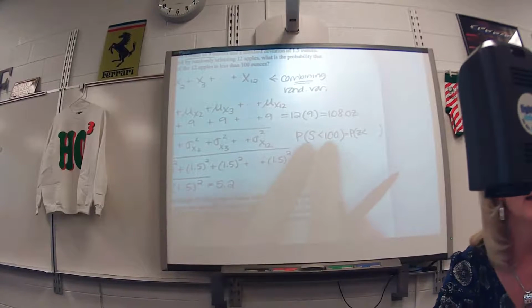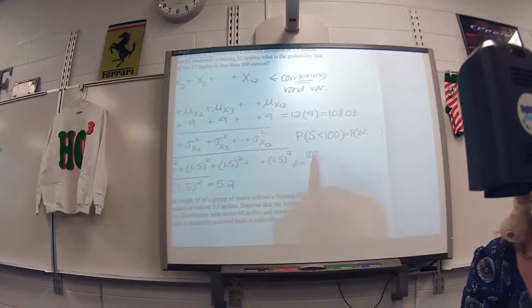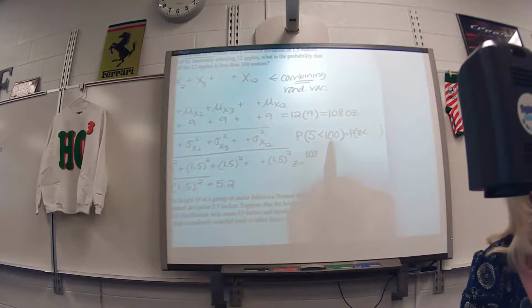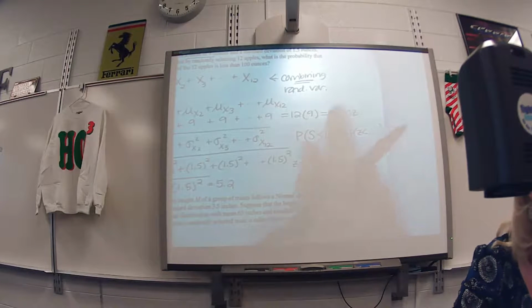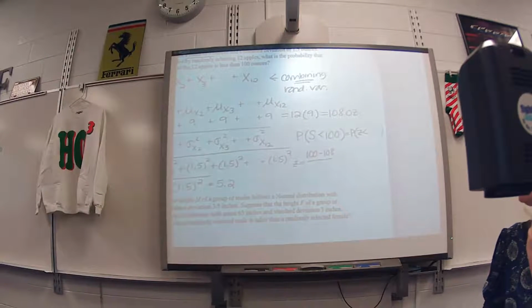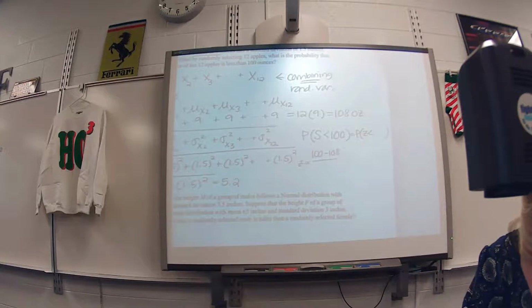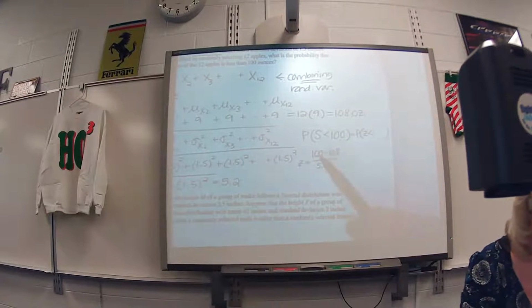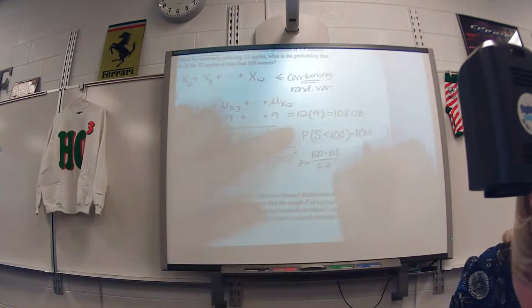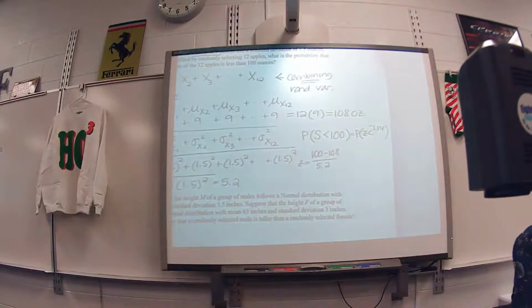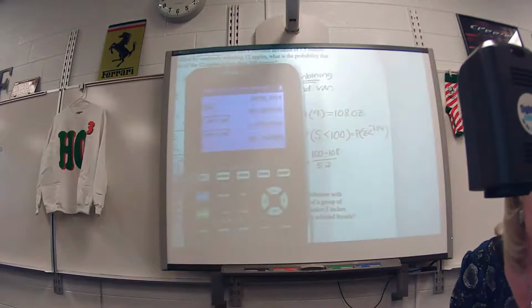But that is an S value. So when you do 100 minus the mean, you've got to do the mean for S. So we're going to use the 108, divided by the standard deviation. And you have to do the standard deviation for S, which was 5.2. So I'm going to get negative 8 divided by 5.2. That comes out to be a z-score of negative 1.54. And then you would pull out your calculator and you would go back to your normal CDF.